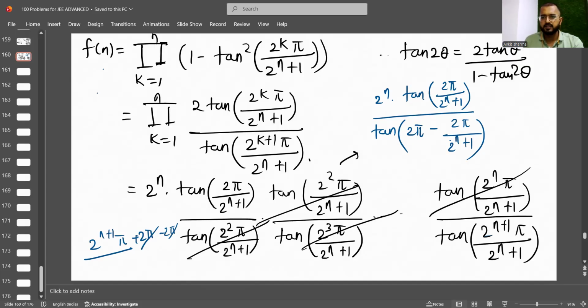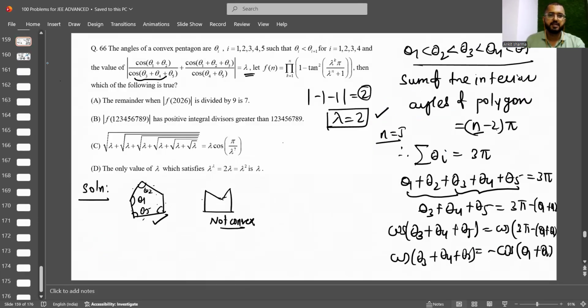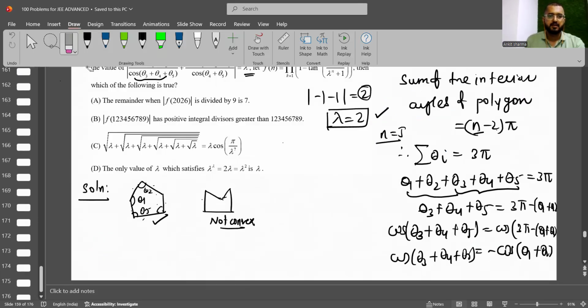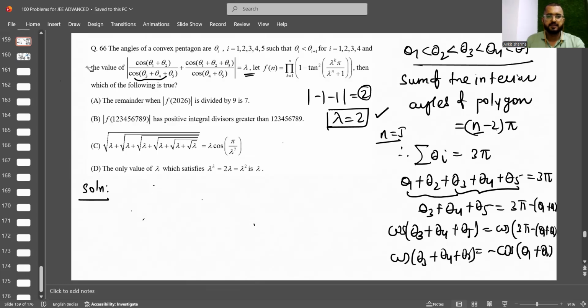So now here we know this is theta, and then we have tan of 2 pi minus theta, which is minus tan theta. So this part gets cancelled, leaving us with minus 2 to the power n. So that means my f of n is minus 2 to the power n. Now let us visit these options. So we have here f of n is equal to minus 2 to the power n, and lambda is equal to 2. So we'll start attacking the options one by one.